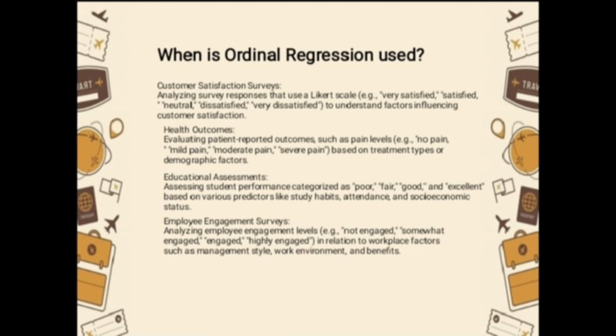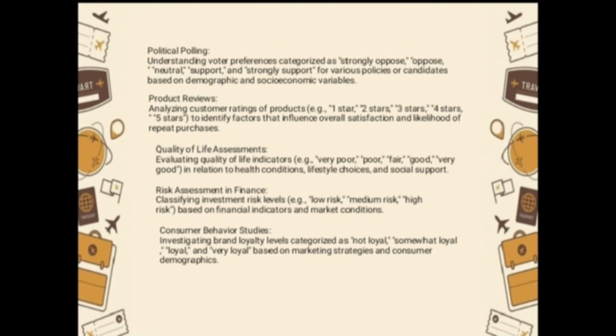When is ordinal regression used? Ordinal regression is particularly useful in situations where you want to predict an outcome that has ordered categories. It's commonly used in fields like social sciences, healthcare, and marketing. For instance, it can help analyze customer satisfaction ratings or health status assessments.